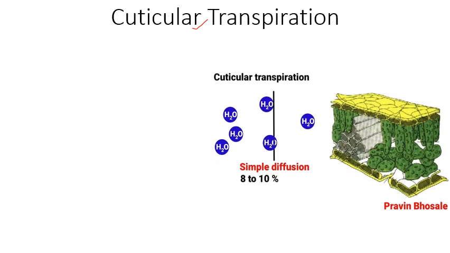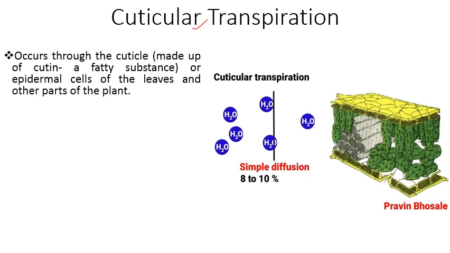The next type of transpiration is cuticular transpiration. So firstly, cuticle is a protective substance which covers the exposed plant part, and it is made up of a fatty substance which is known as cutin. So it is basically a protective substance which prevents the water loss. So transpiration can occur through the cuticle, which is made up of cutin, a fatty substance, or epidermal cells of the leaves and other plant parts.